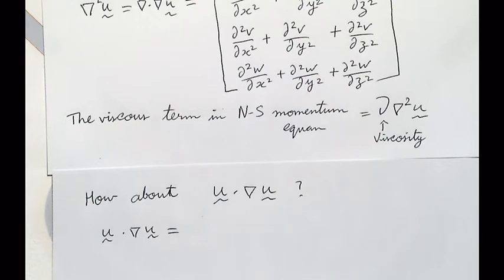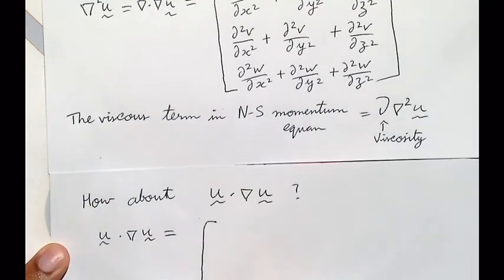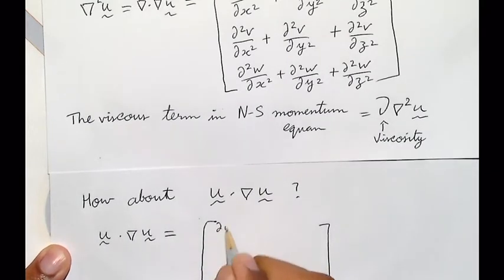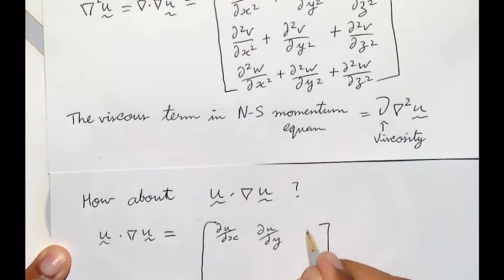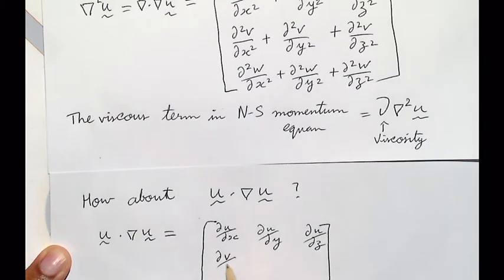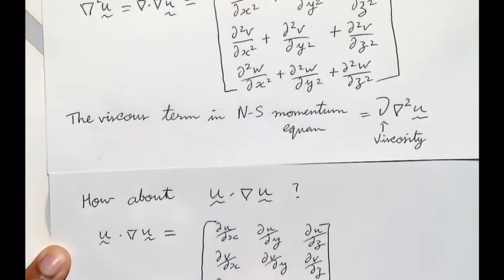The first matrix would be the 3 by 3. All right, let's put a 3 by 3 matrix. That's du dx, du dy, du dz, and dv dx, dv dy, dv dz. Same with the w's.